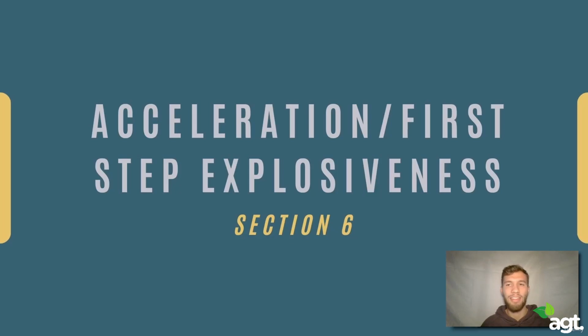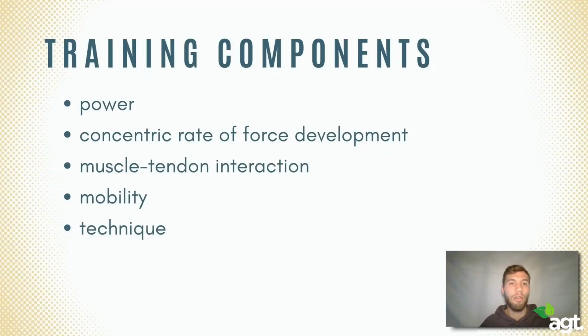Let's get into training our acceleration, or our first step explosiveness. So what kind of qualities do we need to have, and which options do we have to train it? The training components that we need in order to improve our acceleration are: we need to have power, we need to develop a high rate of concentric force, and our muscles and tendons need to interact well together, so the high forces that we produce get transmitted well from the tendon to the bones and applied into the ground. We need to work on our mobility so we can get into the required positions that we need to accelerate out of. And also, very important, the technique that we have while accelerating.